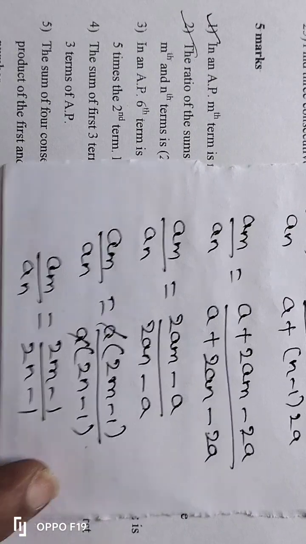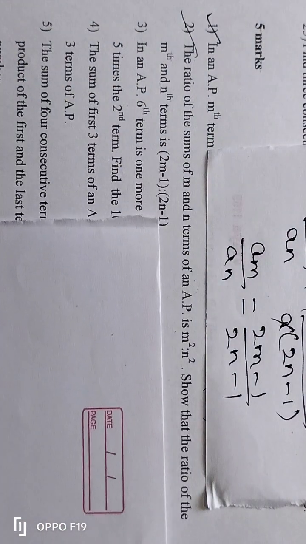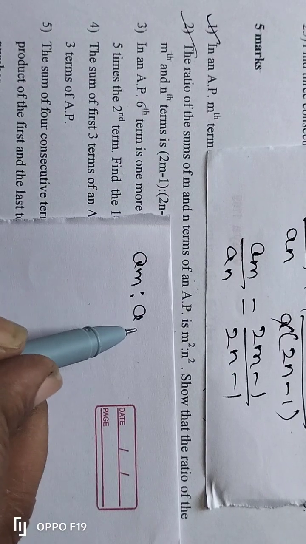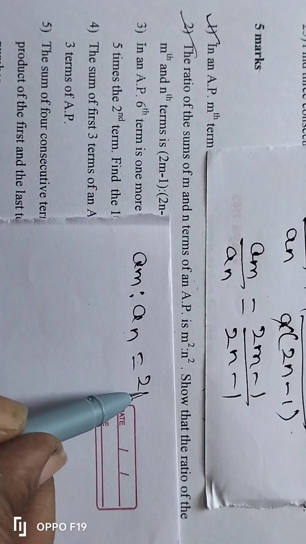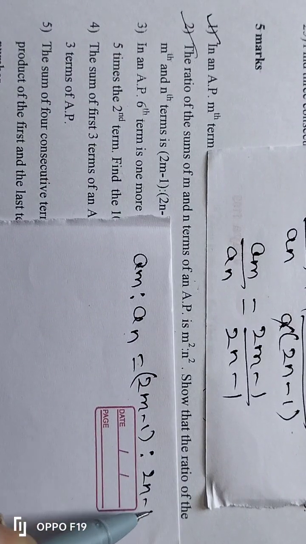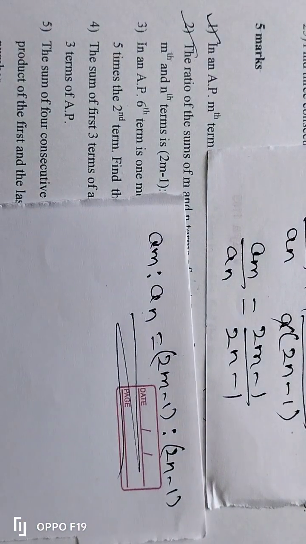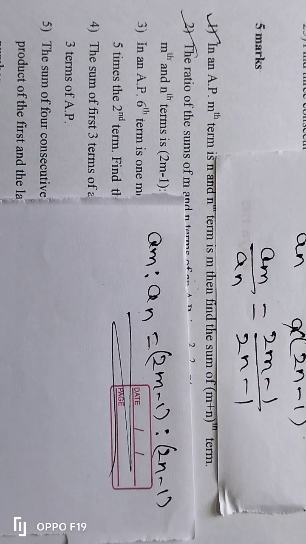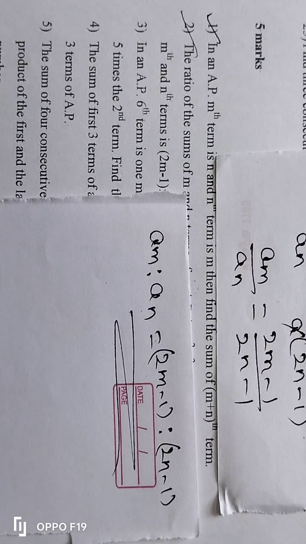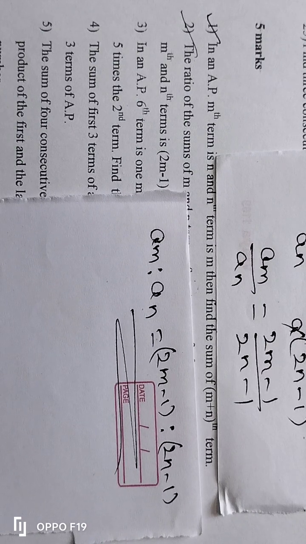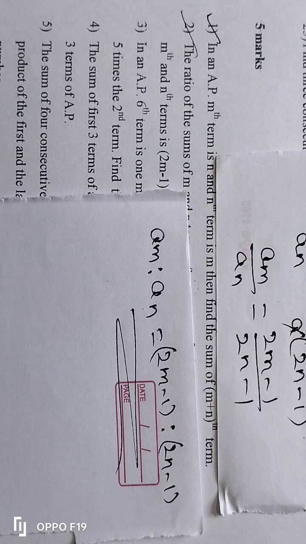So now you write this one in ratio. If I write in ratio, what will be the ratio? am is to an is equal to 2m minus 1 is to 2n minus 1. So this is the ratio. So like this we have to find the ratio of mth term and nth term, which is equal to 2m minus 1 is to 2n minus 1. So like this we have to solve the second question.